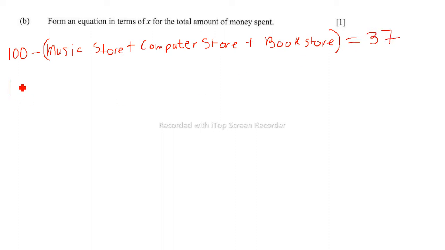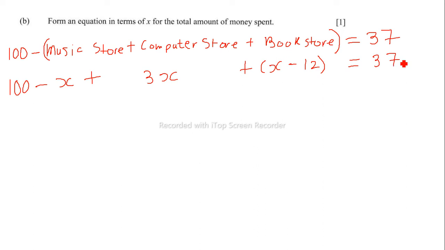Now, how much did he spend at the music store? What did it tell us? X. That's just X. At the computer store, how much did he spend? 3x. And at the bookstore, how much did he spend? X minus 12. And all that equals 37.